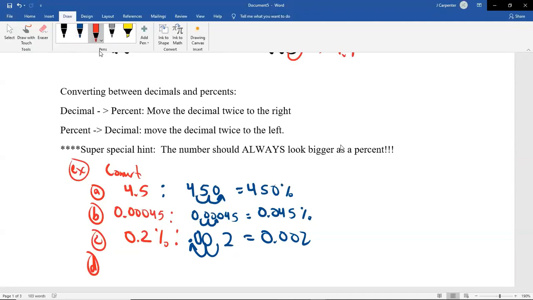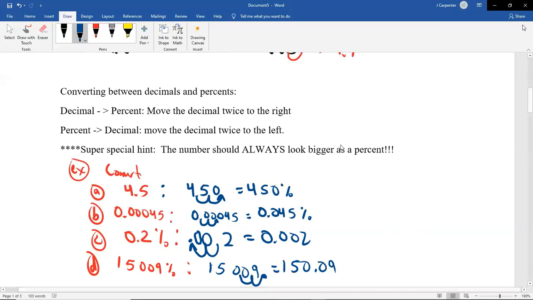One more. What if we had 15,009%? So we write the 15,009. And that number did not have a decimal originally, so guess what? You put it at the end, the far right. Now, again, we just did the last one correct ultimately, so we'll follow the pattern and we go left twice, which should make this 150.09. There we go.